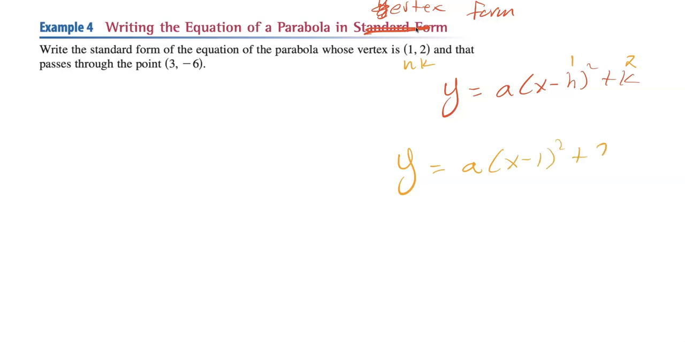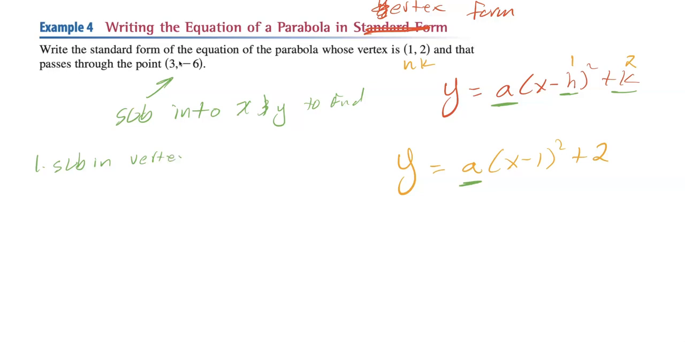So all I have to do is find a, because that's all we have left to substitute in. Anytime I put something in vertex form, I define a, h, and k. So how do I find a? Well, they gave us another point. So we're going to substitute it into x and y to find a. Step 1, sub in the vertex. Step 2, sub in the given point, to x and y, to find a. And then finally we're going to rewrite it all.